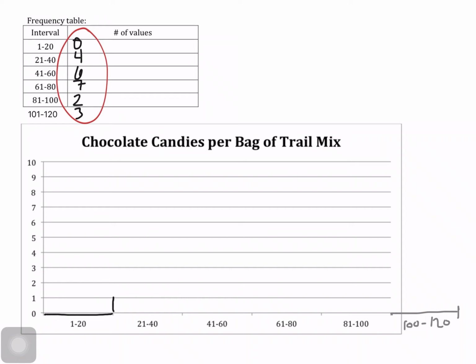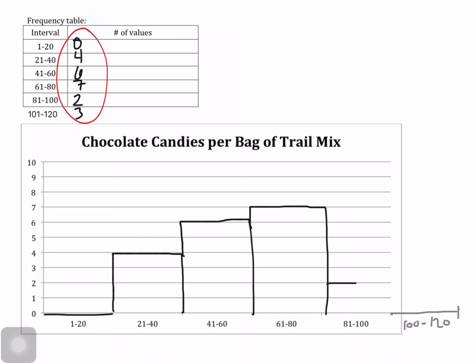Alright, so once we've tallied up our data, we're just going to figure out how many we have in each section. So I have 0 in my first, what we call bin, 4 in my second bin, 6 in my third bin, 7, 2, and then 3. Once we know this, we are now going to use this data, and we are going to create our histogram. So it's a pretty straightforward process.